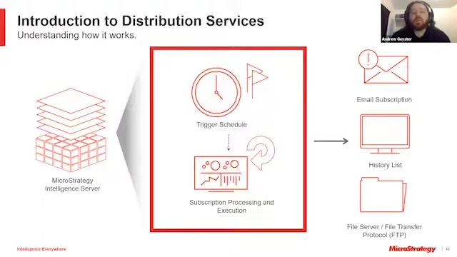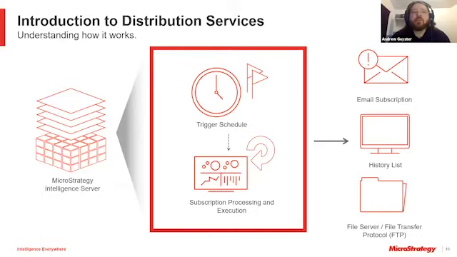For how it works, distribution services is essentially a five-step workflow. The first step is that the intelligence server will receive a trigger from a specific schedule. The schedule itself is triggered either via an event being fired or a specific pre-configured time being passed. Once the intelligence server has received the trigger, it moves on to the second step, which is the processing of the subscription.